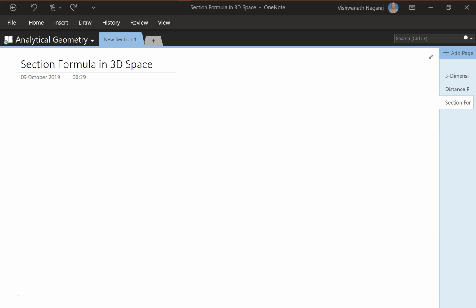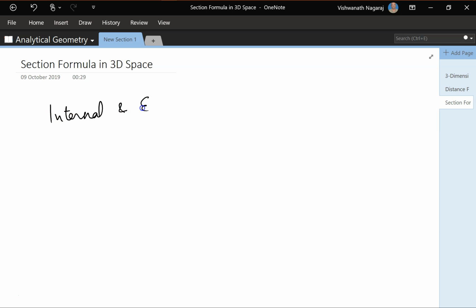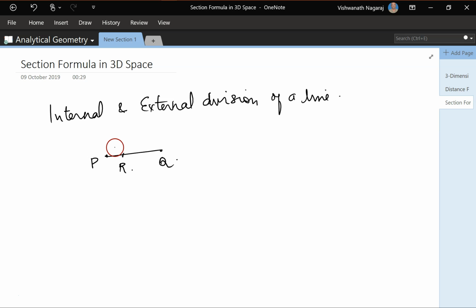Let's look at section formula in 3D space. But before we look at that, let's look at what is meant by internal and external division of a line. Let's say I have a point P and a point Q. Now I have to figure out a point R such that the line is divided in the ratio of m is to n.